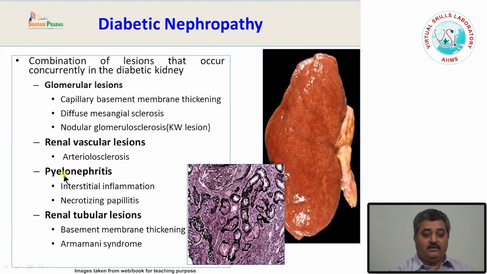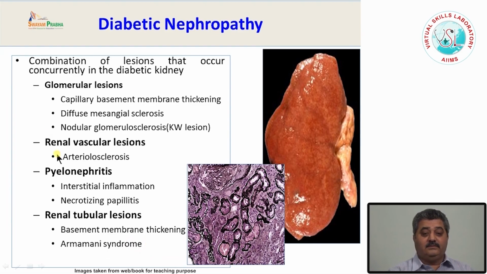There may be pyelonephritis. These patients are more prone to interstitial inflammation. And the point to remember is that pyelonephritis in diabetes may develop necrotizing papillitis. There are very few conditions where one gets necrotizing papillitis, and one of them is diabetes mellitus. There may be renal tubule involvement. One is the thickening of the basement membrane, like the microangiopathy at all other places, or there may be more glycogen in the epithelial cells, what we call Armanni-Ebstein change.